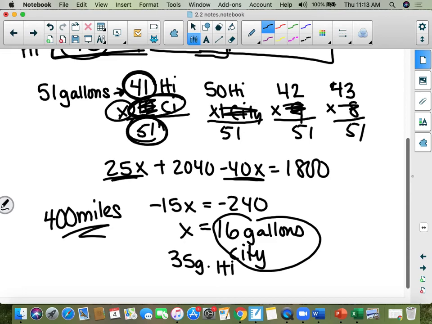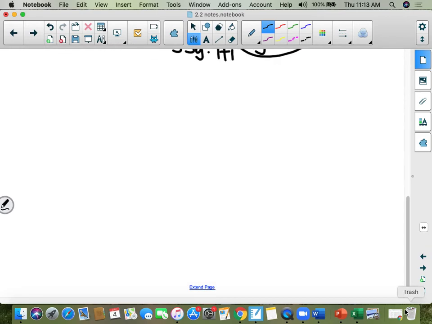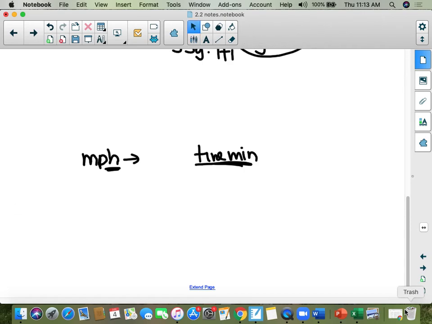Another thing, if you're getting the problem wrong, is if you're in miles per hour and maybe your time is in minutes, you need to work in hours and not in minutes. You need to change it so that you're in the same units, either hours or minutes. So keep that in mind for these story problems.